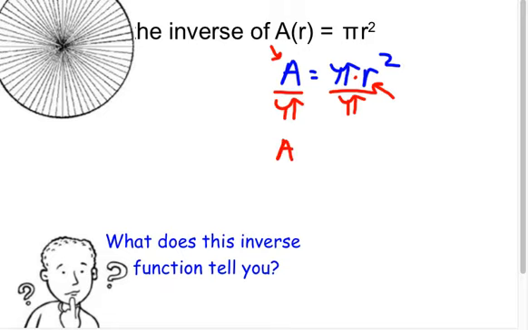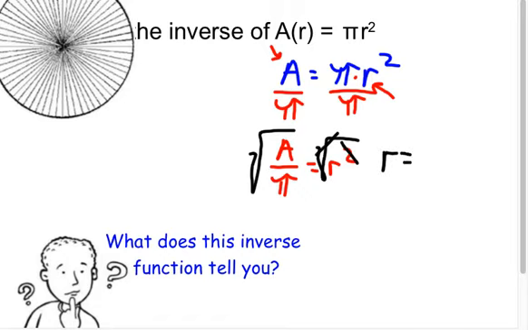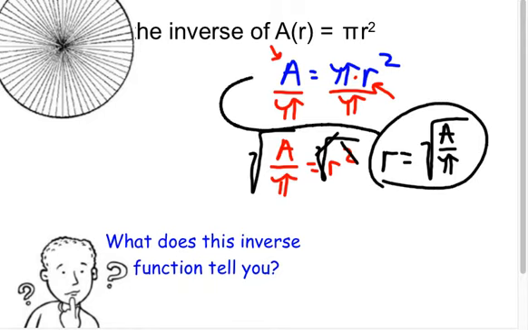So area over pi equals r squared. The opposite of squaring something would be to take the square root of it, so I'm going to take the square root of both sides. That means the square root cancels out the square. r equals, and you can just leave it like this, the square root of area over pi. This is the inverse function of the original function.